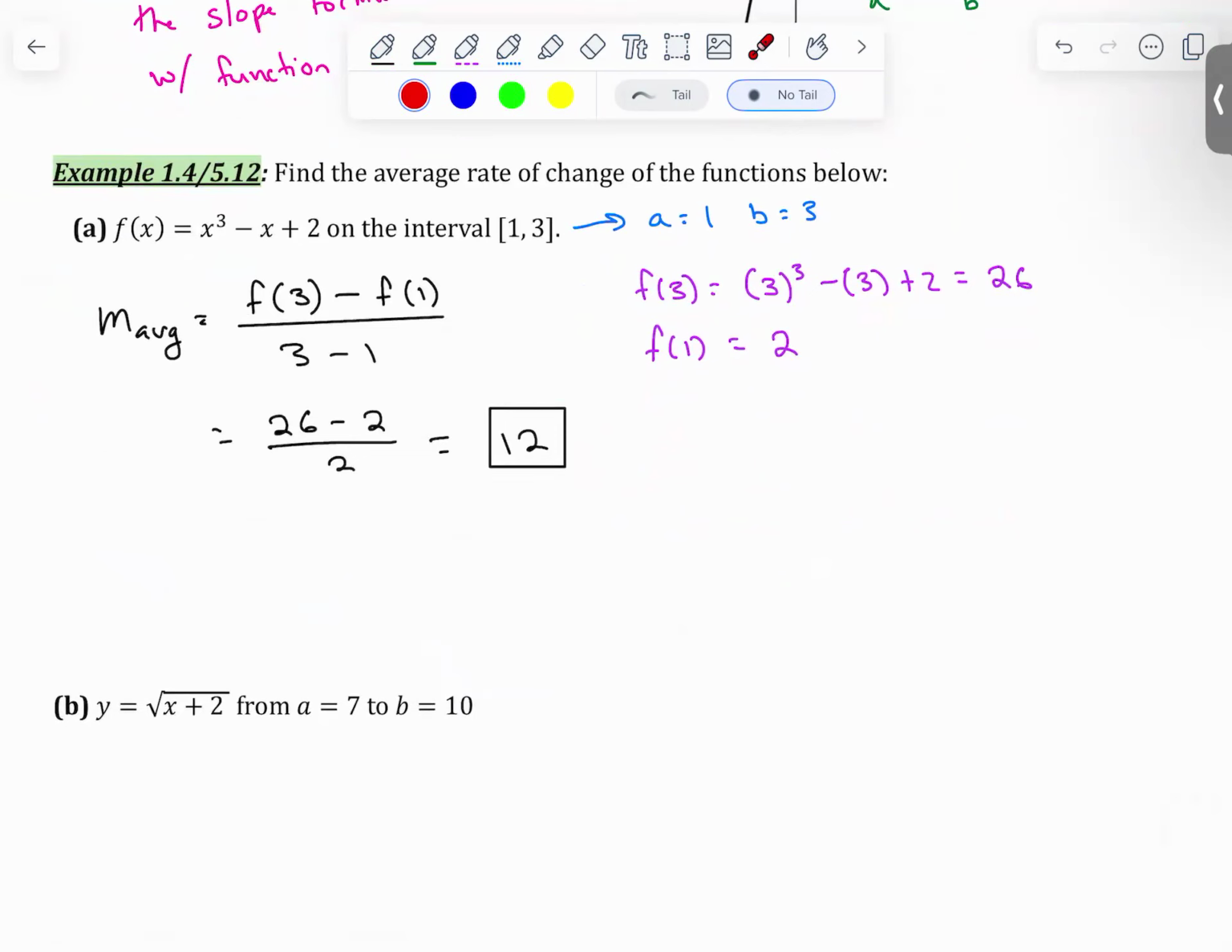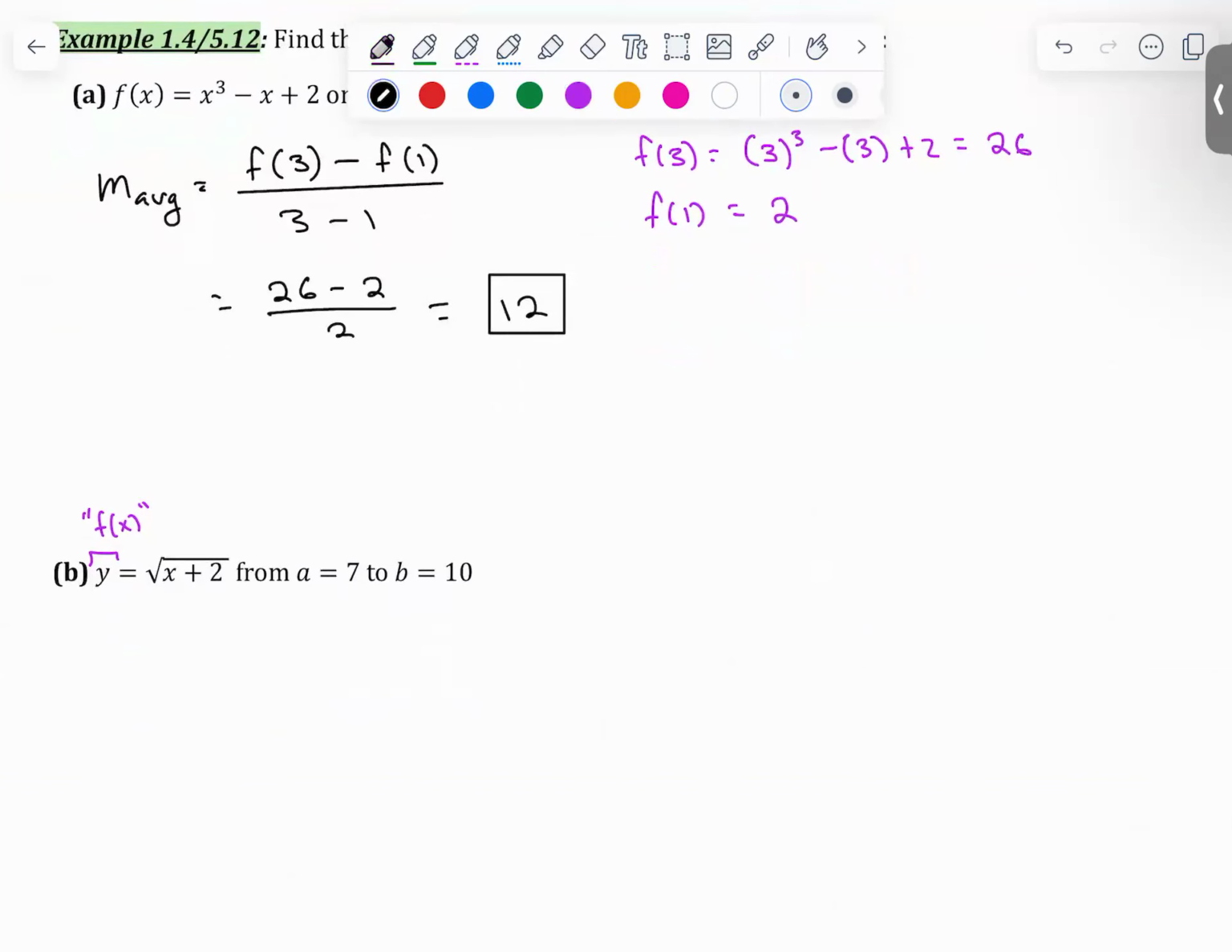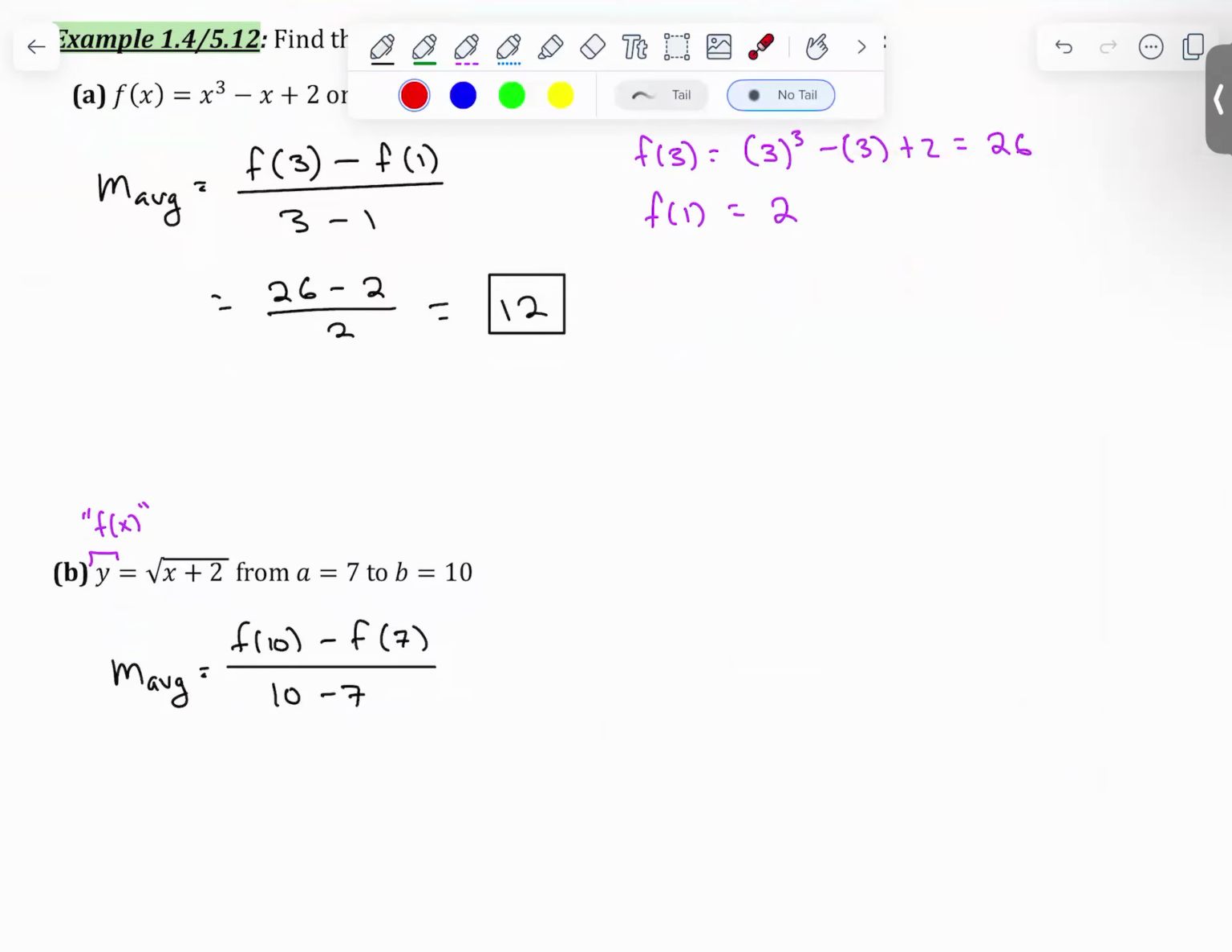Here they've already labeled the a and b. And it might seem like, wait, I don't have a function. Yes, you do. This is the same thing as f of x. y and f of x are almost always synonymous. So m sub avg would be f of b, so f of 10, minus f of a, which is f of 7, all divided by 10 minus 7. I told you in the first one I would compute it on the side. Now I'm going to compute it as I'm going along.